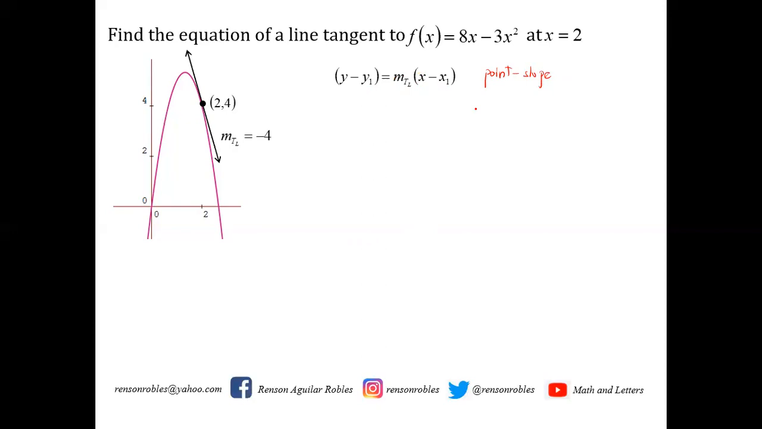The point-slope form of a line. And then where y1 equals 4 and x1 is 2, we shall now have y minus 4 equals the slope, negative 4, times the quantity x minus 2. And simplifying, you introduce negative 4 to each term inside. And then you will now have y minus 4 equals negative 4x plus 8. And writing it into the general form, we shall have 4x plus y minus 12 equals 0. So this is the equation of the line tangent to this curve at (2, 4).